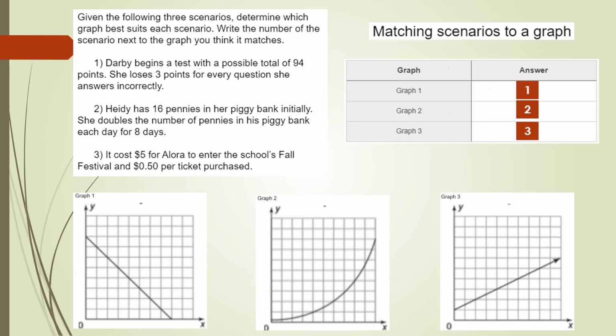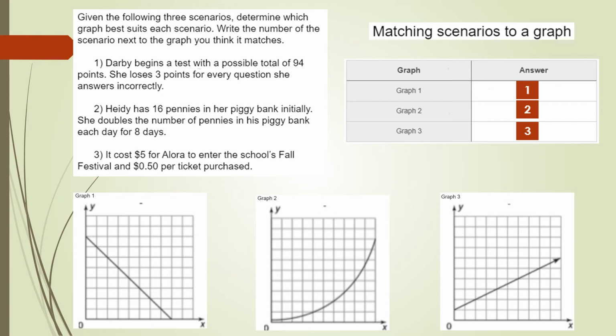Scenario number 2 will match graph number 2. It is an exponential graph, and you're starting with just 16 pennies, and you're doubling it every day for 8 days, and so it will be going up quite a bit real fast. And this is increasing in graph number 2.